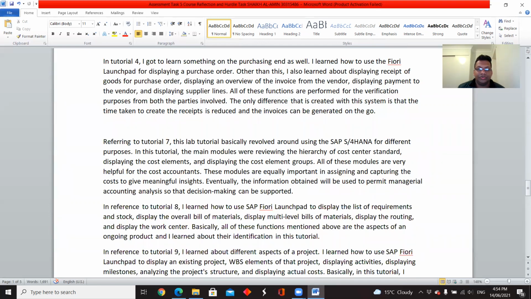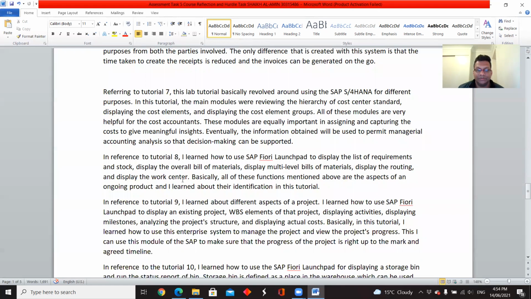Also in tutorial 7, we learned how to use SAP for different purposes. Mainly, the module is to review the hierarchy of the cost center and standard hierarchy, displaying the cost element, and displaying the cost element group. All of these modules are very helpful for cost accounting.